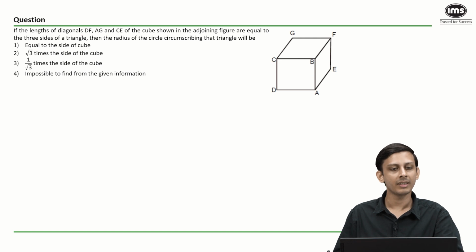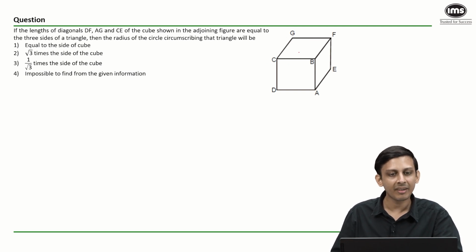In this question, if the lengths of diagonals DF, AG and CE of the cube shown in the adjoining figure are equal to the three sides of a triangle, then the radius of the circle circumscribing that triangle will be. If you look at these diagonals, DF, AG and CE, we can see that all of these are diagonals connecting two furthest points of the cube. We can see that all of these are basically body diagonals of the cube. All the body diagonals of the cube are equal.